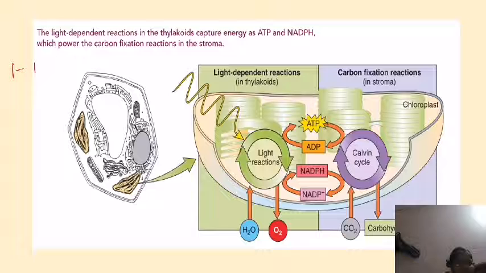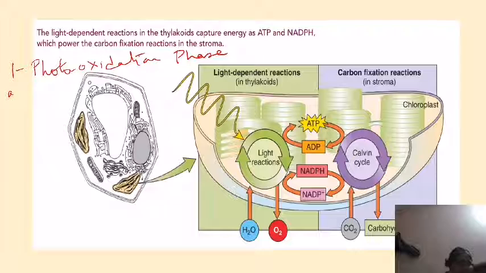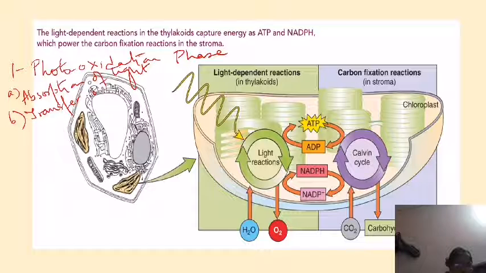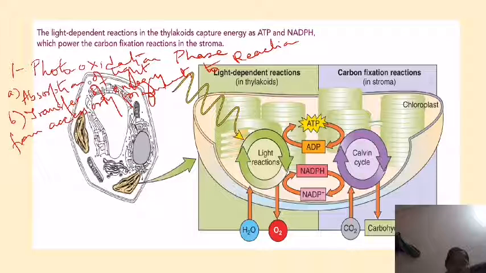First is the photo oxidation phase, where the thing taking place is absorption of light. And then in this photo oxidation there is transfer of energy from accessory pigments to the reaction center. So we will talk about the reaction center later also.